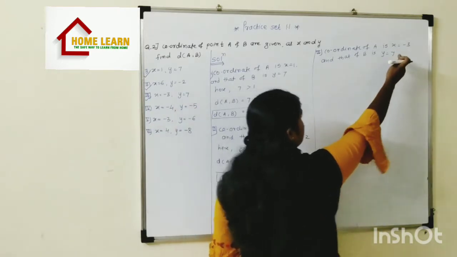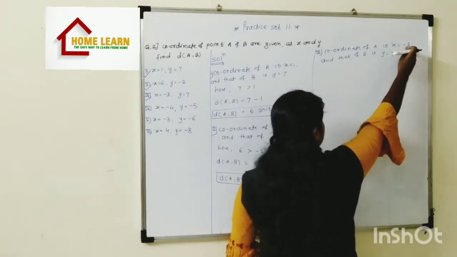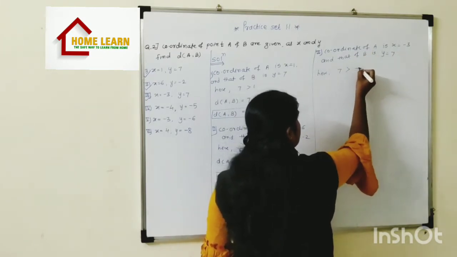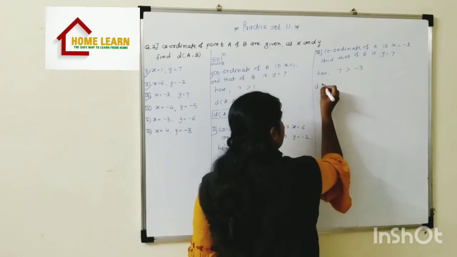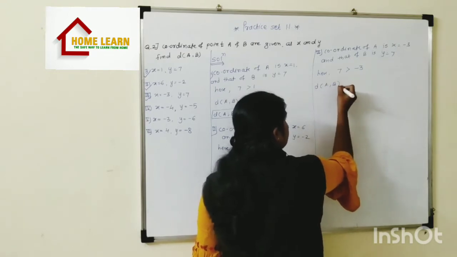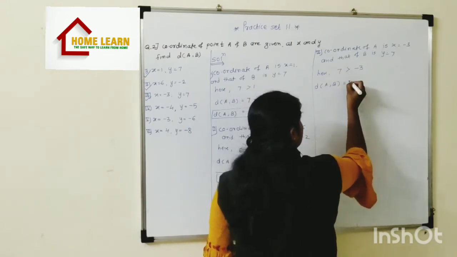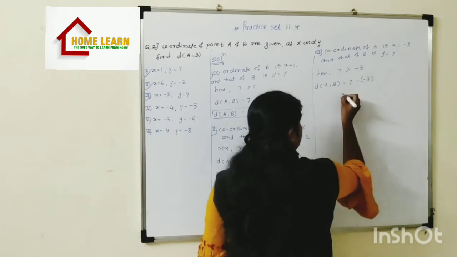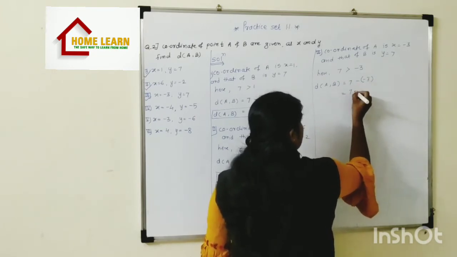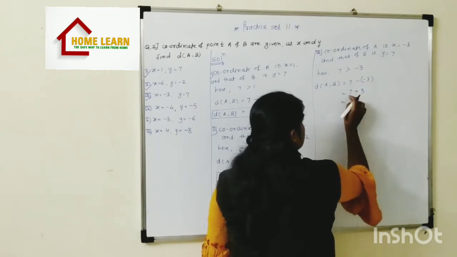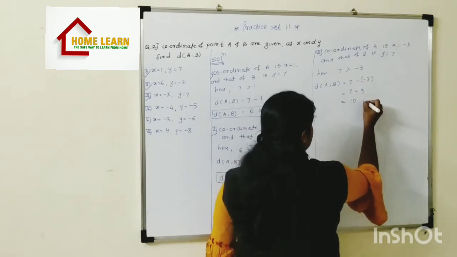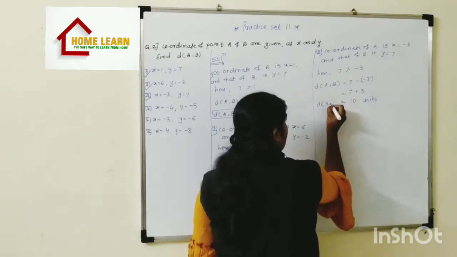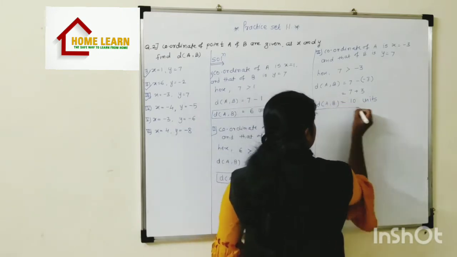You can see here 7 is greater than minus 3. Right here 7 is greater than minus 3. So let's find the distance between points A and B: larger coordinate number minus smaller coordinate number. Minus minus gets added. So the answer is 7 plus 3, 10 units. Right here, the distance between points A and B is 10 units.